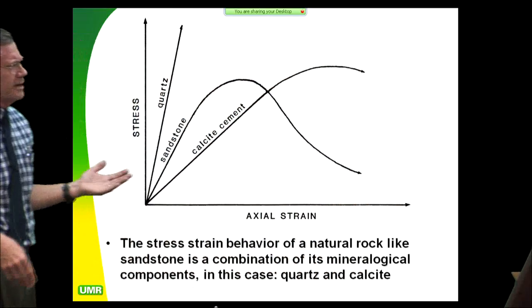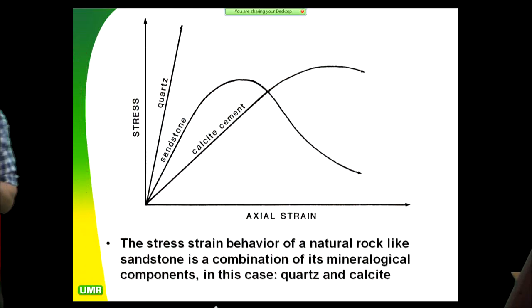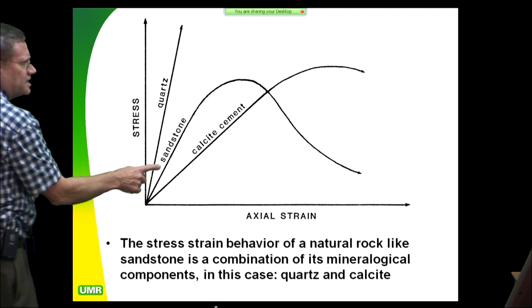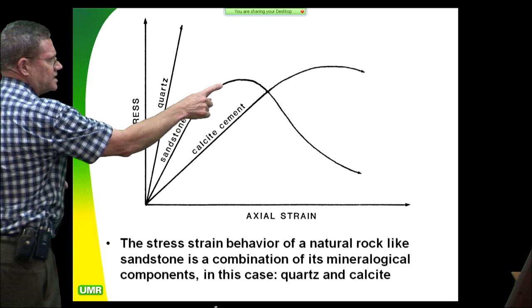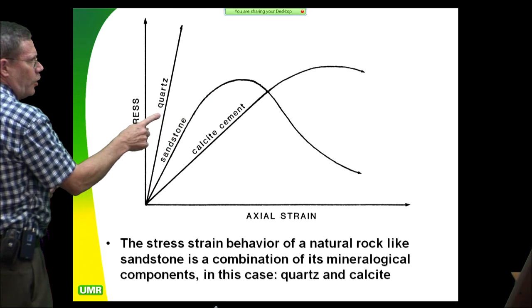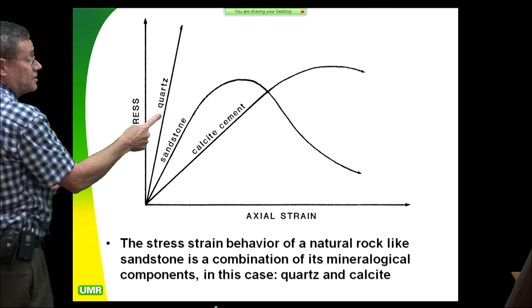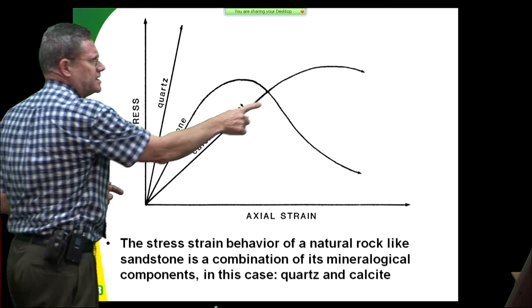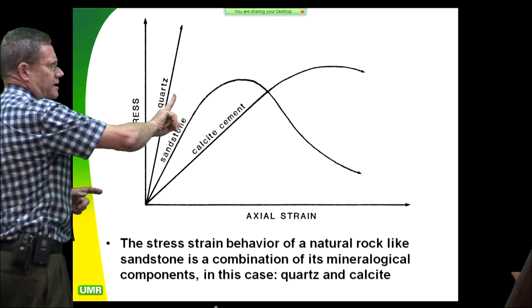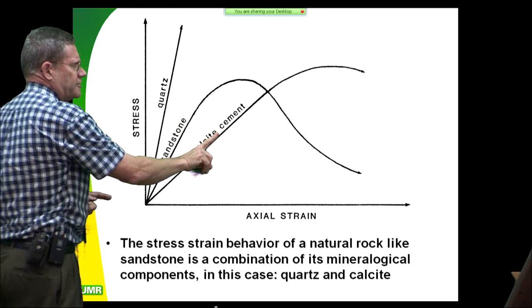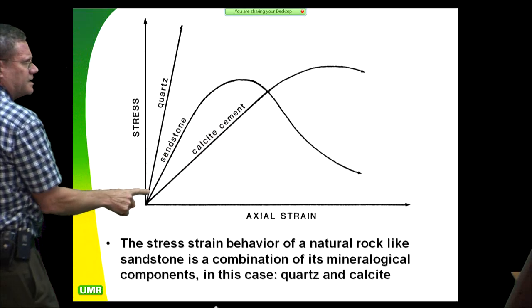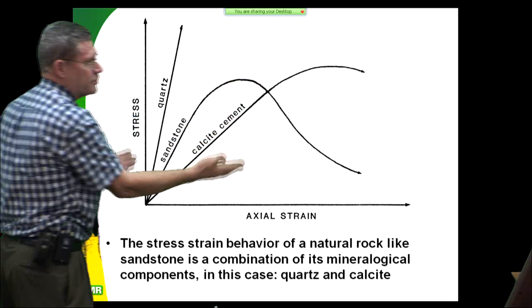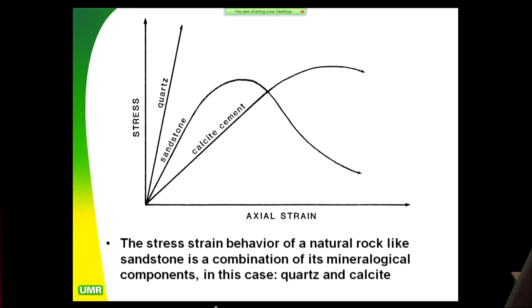Now, the stress-strain behavior of a natural rock is really a combination. So if we look here and say, well, this is the stress-strain curve on a sandstone, what are the sandstone constituents? Quartz, which is very, very strong, hardness of 7, and usually calcite cement. Calcite cement has a hardness of 3. So I'm taking a hardness of 7, putting it with a matrix of 3, and I get something that's a hybrid between them. And that's pretty typical for sandstone. So that's what's going on.